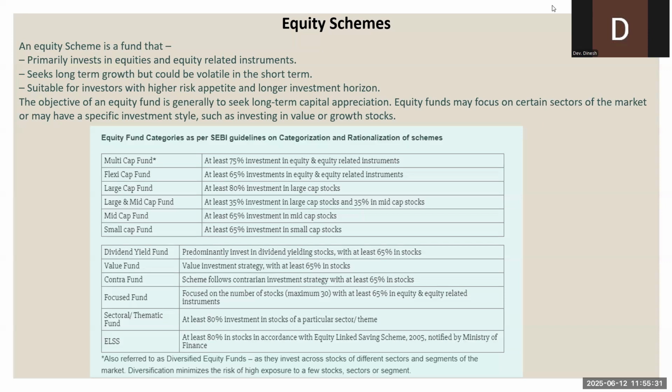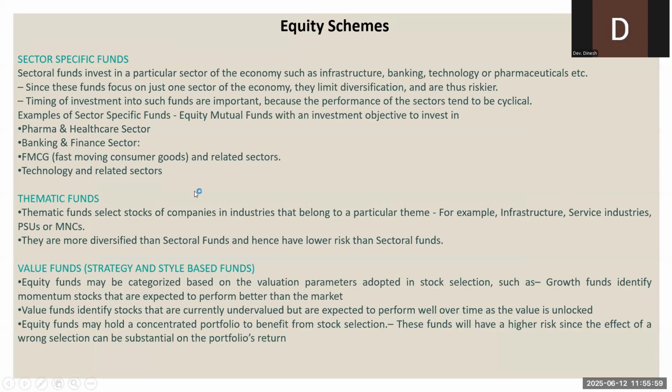Focused funds focus on a certain number of stocks, maximum 30, in equity and equity related instruments. Sectoral thematic funds, as we said, pharma sector, infrastructure sector, defense sector. There are so many sectors, and they will focus on that particular sector. ELSS is the tax saving fund with a 5-year lock-in. Sector specific funds, we have seen: banking and finance, pharma, technology. Thematic funds are for a particular theme, that is infrastructure, service industries, PSUs, or MNCs. Depending on that theme, they will invest.